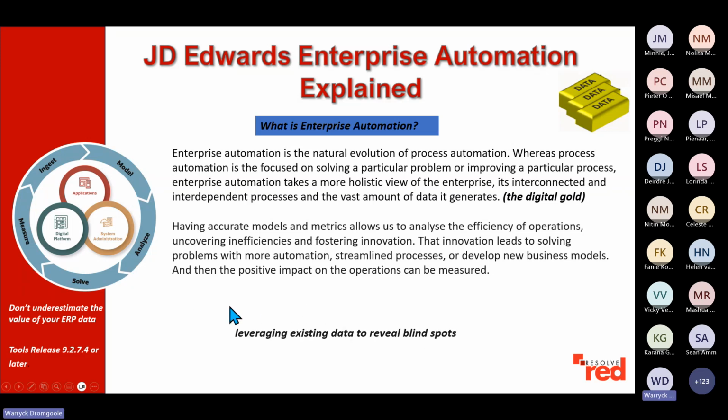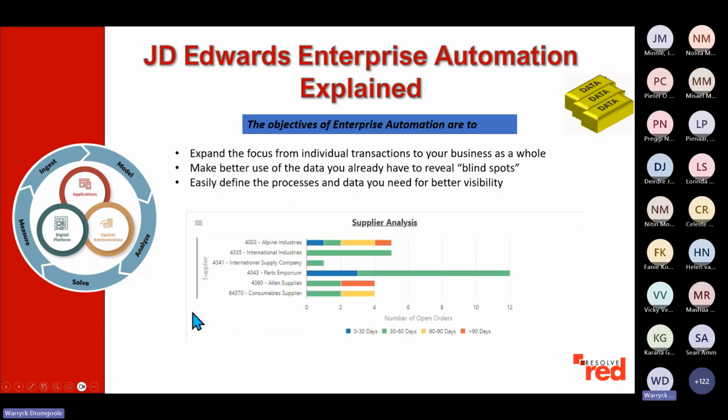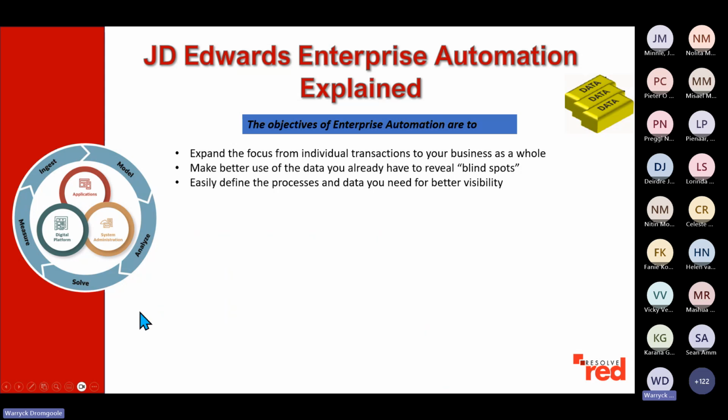Leveraging your existing data to reveal blind spots. Enterprise automation is available from release 9.2.7.4. And just a reminder, don't underestimate the value of your ERP data. The objectives of enterprise automation are to expand the focus from individual transactions to your business as a whole, make better use of the data you already have to reveal blind spots, and easily define the processes and data you need for better visibility.